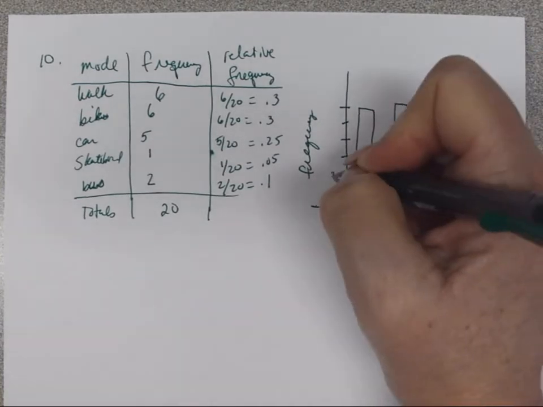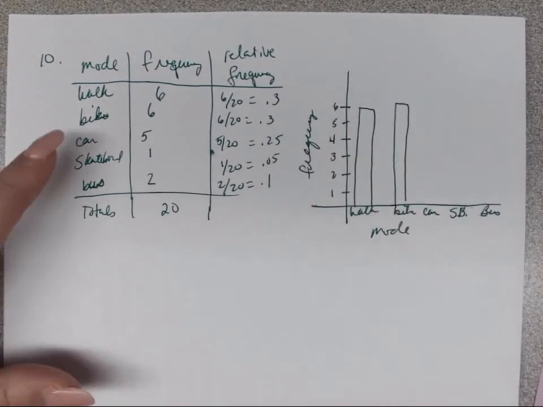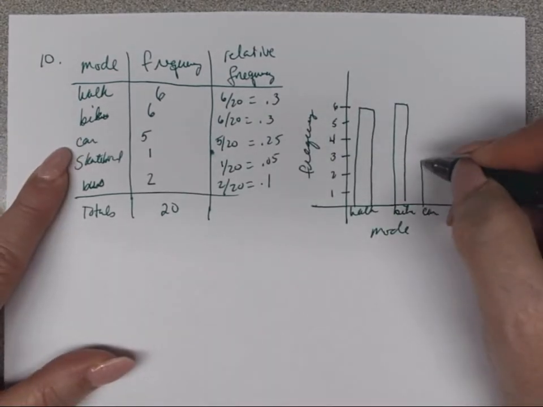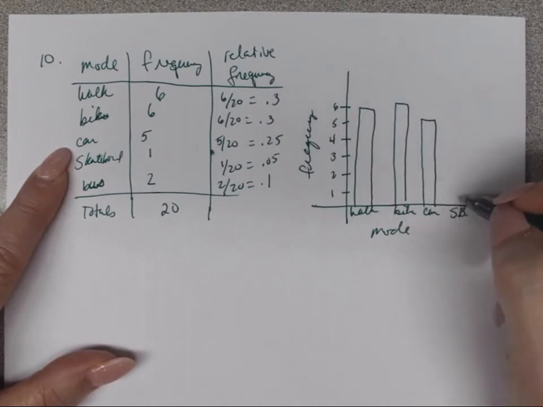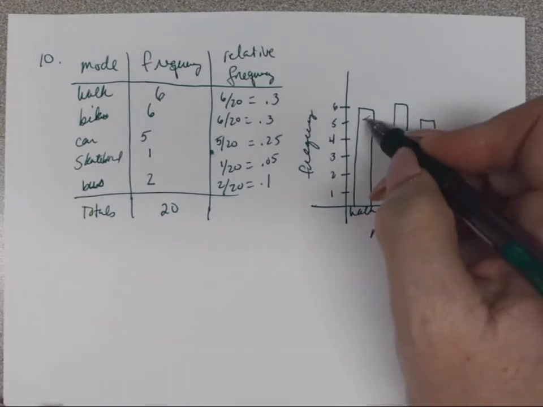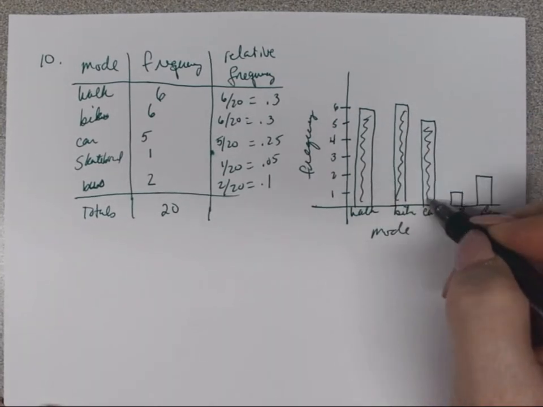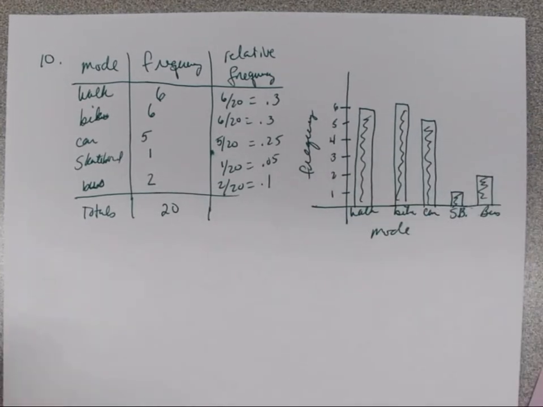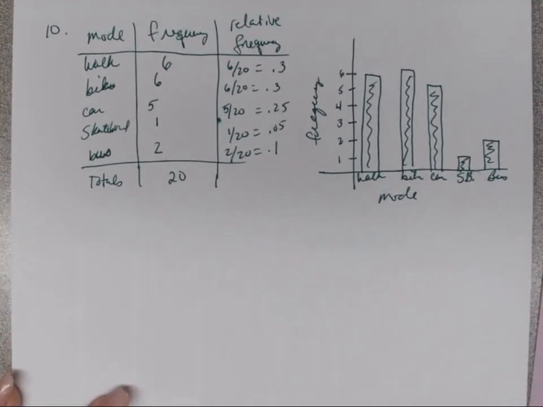And I can label this 1, 2, 3, 4, 5, and 6. For the car, we're going to stop at 5. For the skateboard, we are at 1. And for the bus, we are at 2. And then I'm going to just do a little squiggly in them so it's more obvious that those are the graphs. And that's it.